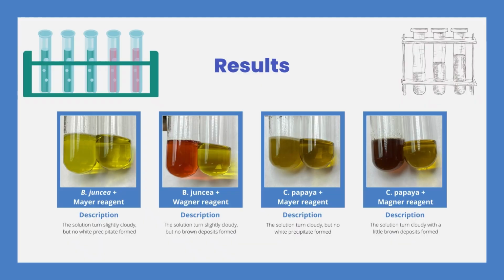When Mayer reagent is added into Brassica juncea, the solution turns slightly cloudy but no white precipitate forms. When Wagner reagent is added into Brassica juncea, the solution turns slightly cloudy but no brown deposit forms. Meanwhile, when Mayer reagent is added into Carica papaya, the solution turns cloudy but no white precipitate forms. When Wagner reagent is added into Carica papaya, the solution turns cloudy with a little brown deposit forming.